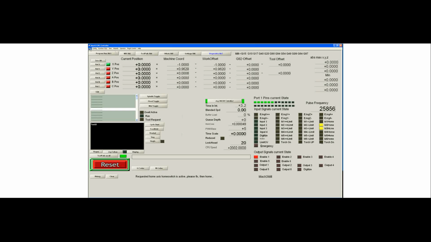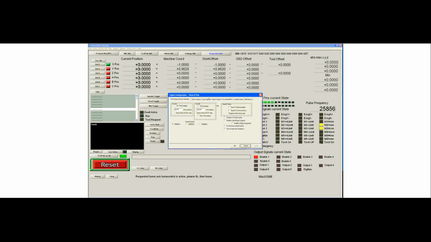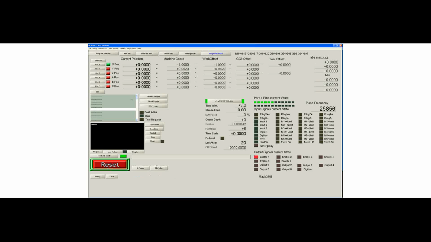Those should be off. So we go up to configure ports and pins, input signals, and you can see that the Y home switch is checked for active low, but the light is on without the switch being pressed. Therefore, that's wrong. Whenever you see an LED on when it shouldn't be, go to your input signals and check or uncheck the active low. In this case, the Y is wrong, so we will uncheck it, and the Z is wrong, so we will check it. Hit apply, OK, and you'll notice that the lights are now off.